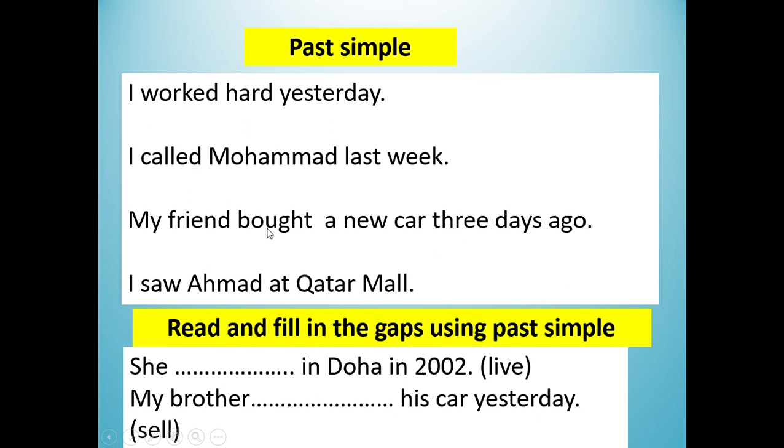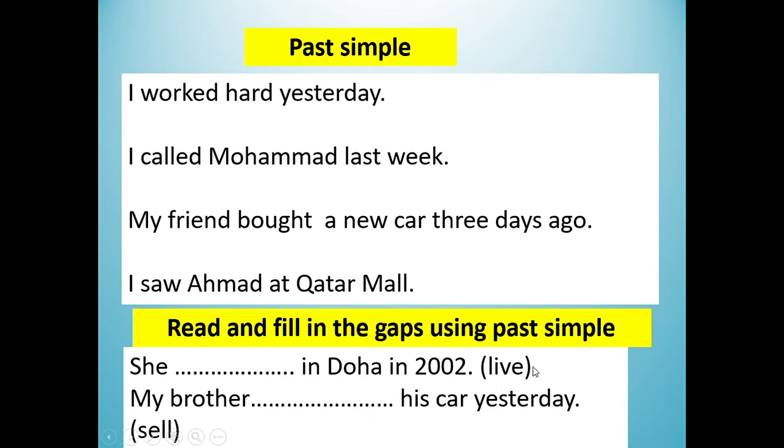My friend bought a new car 3 days ago. Bought is an irregular verb. The second form from the verb buy is bought. I saw Ahmed at Qatar Mall. I saw, the second form from the verb see. It's an irregular verb. Now it's your turn.